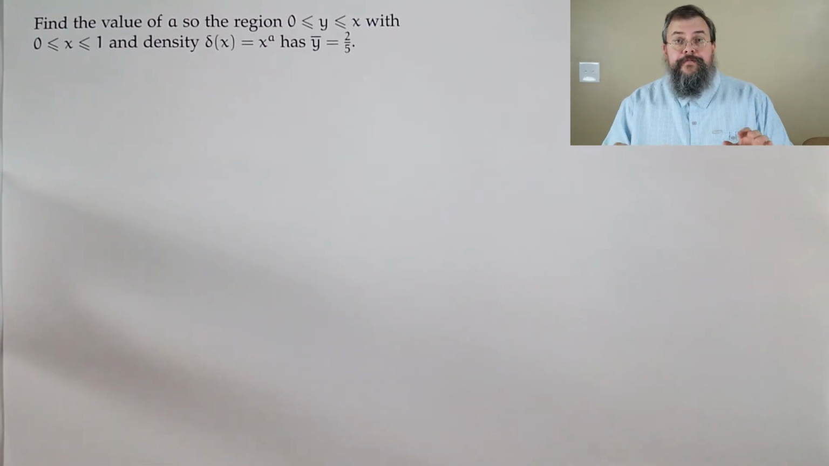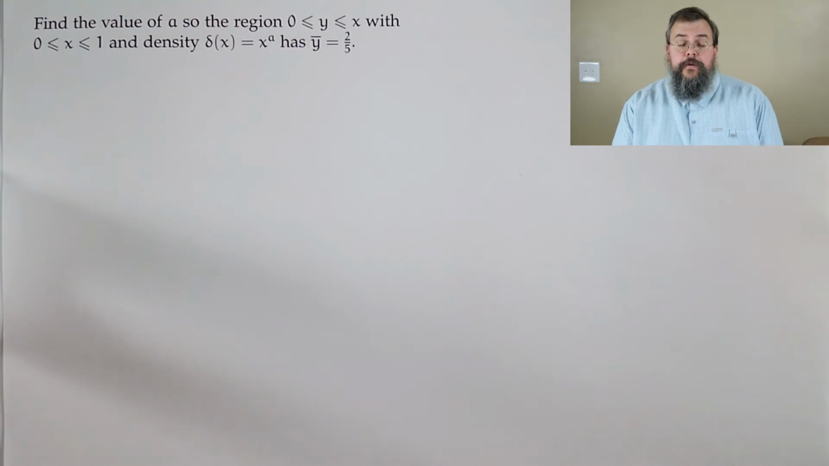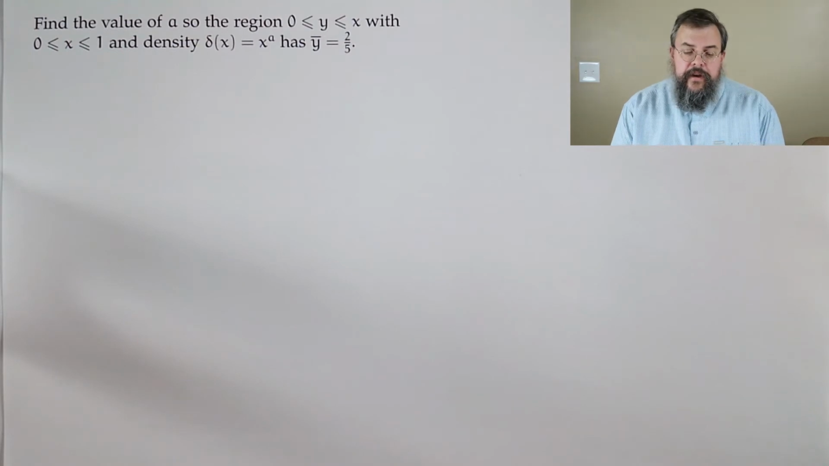Our next problem. Find the value of a, so the region where we have 0 less than or equal to y less than or equal to x, and 0 less than or equal to x less than or equal to 1, and density is x to the a, has y bar is 2/5.